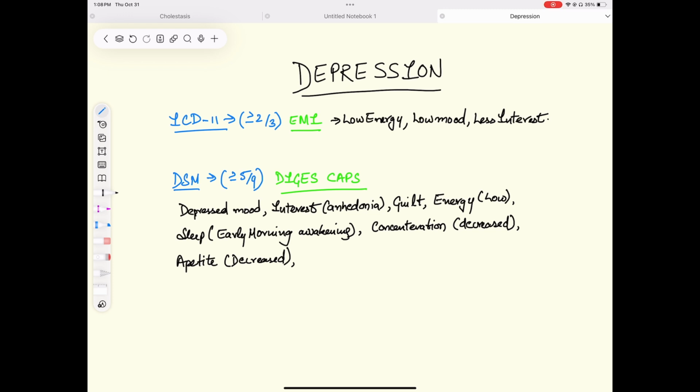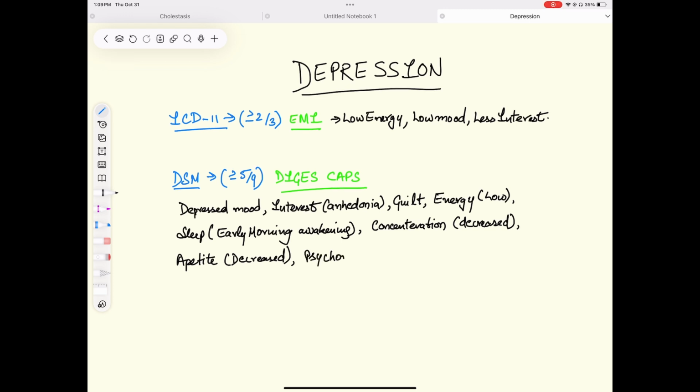There is psychomotor agitation. For example, the person gets agitated on small topics, small inconveniences, and the person also has an increased risk of self-harm.